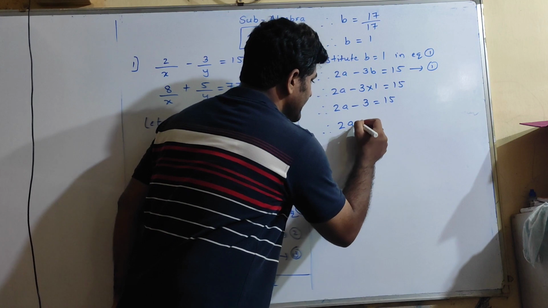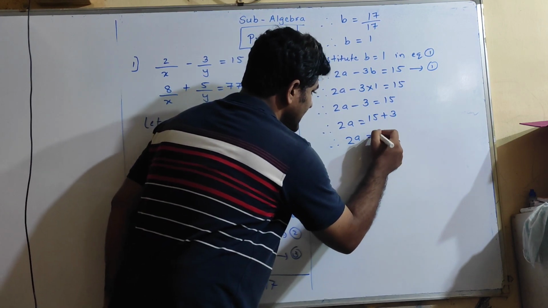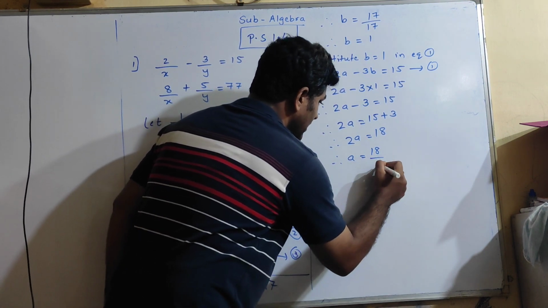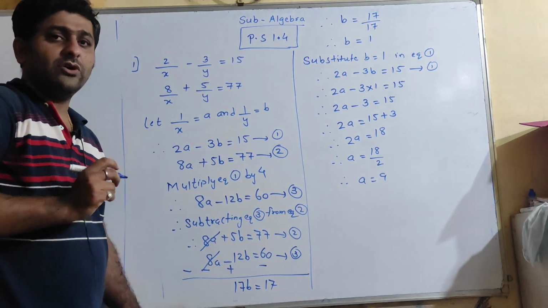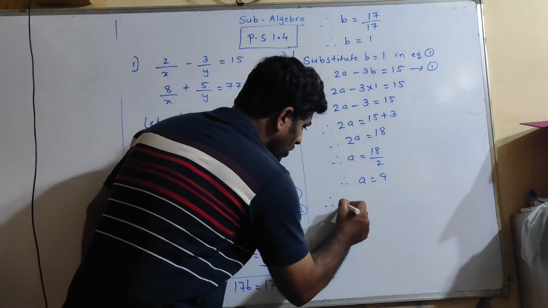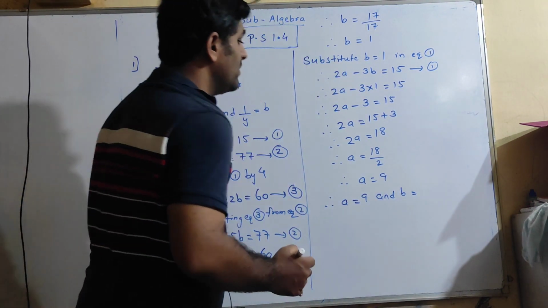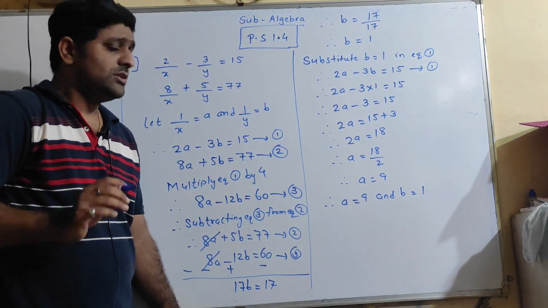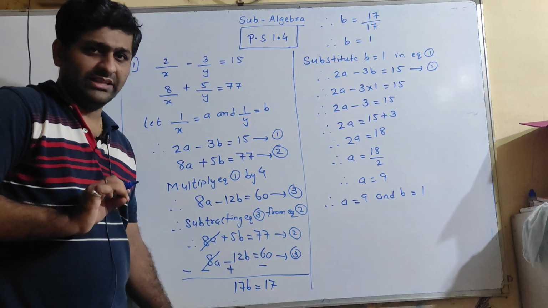So 2a is equal to 15 plus 3. 2a is equal to 18. So a will be 18 upon 2. a will be 9. Now students, what do we observe over here? We got two values. We got a is equal to 9 and b is equal to 1. Correct, students? So now we are going to resubstitute the value.